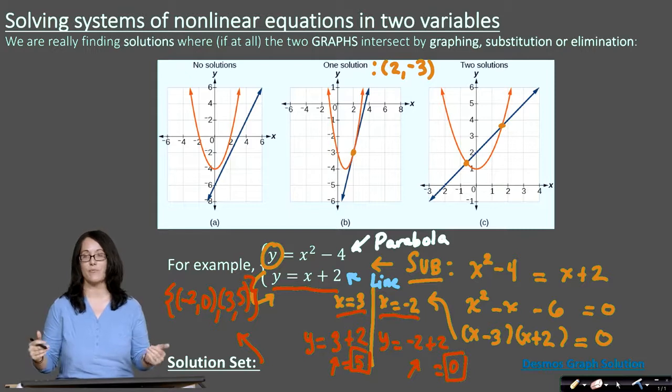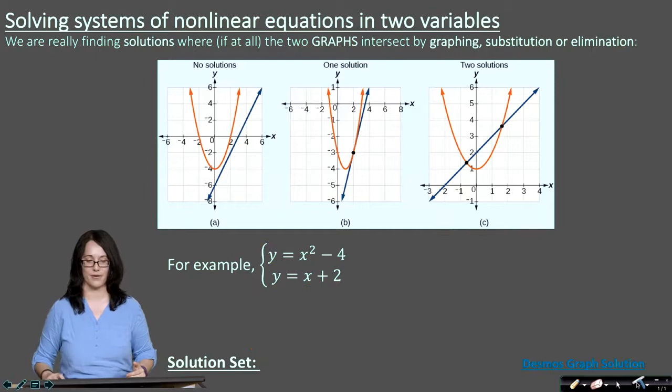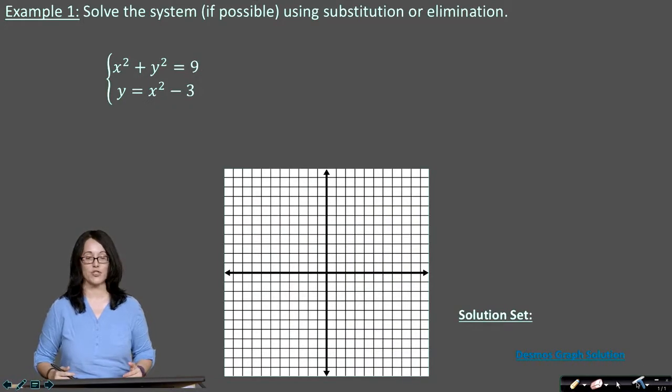All right, let's see if we can apply this to another example. Make sure you pause the video and try it on your own. Example 1 says, solve the system if possible using substitution or elimination. For the first equation, we have x squared plus y squared equals 9. For the second equation, y equals x squared minus 3.